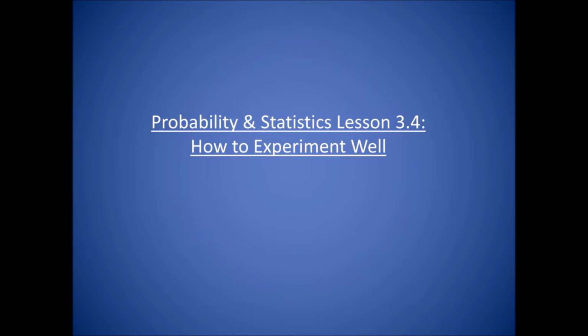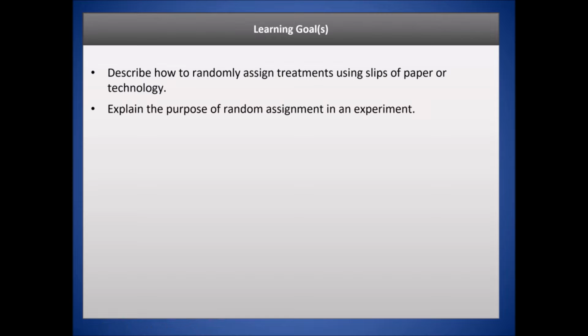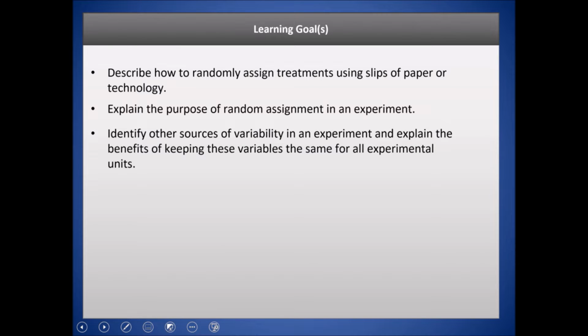Hello class, welcome to this lesson 3.4, how to experiment well. So we're going to expound a little bit on experiments, describing how to randomly assign treatments using slips of paper or technology. We're going to explain the purpose of random assignment in an experiment. And then we're going to identify other sources of variability in an experiment, explaining the benefits of keeping the variables the same for the different groups that you use in the experiment.